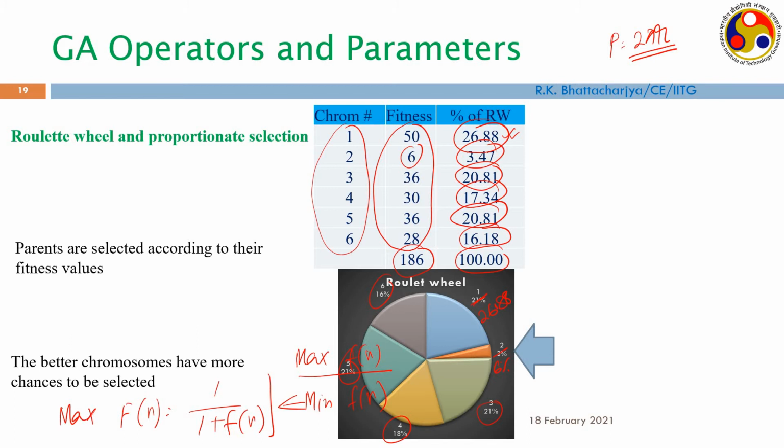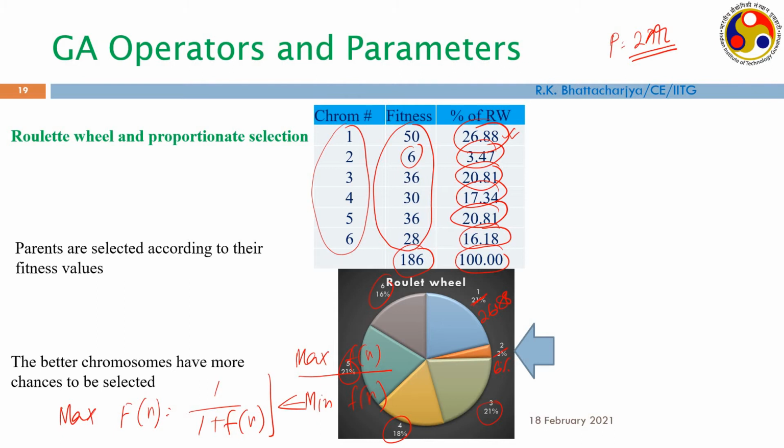Now suppose there is a cursor here. If I apply the roulette wheel concept, I will play this roulette wheel. How many solutions do I have to select? I have to select 6 solutions, so I will rotate this roulette wheel 6 times. Suppose the first time you rotate, you get one solution at the cursor. Solution 1 is occupying 26.88%, so the probability is high that this particular solution will be selected.